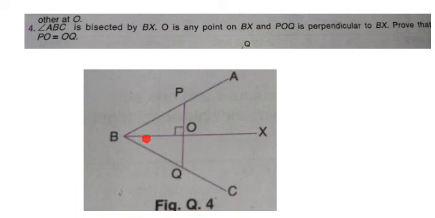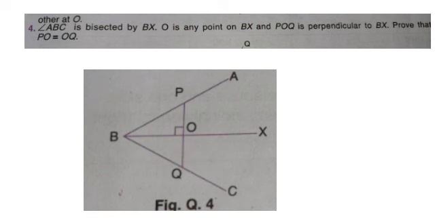So you see BX is bisecting the angle, and on this BX there is this point O. You can see it here where the red cursor is hovering. This O is a point anywhere on this line. We do not know the distance, whether it is in the middle or at the very end. It's somewhere on BX. Then it says that POQ is perpendicular to BX. So this line that goes from here till here is perpendicular to this BX.